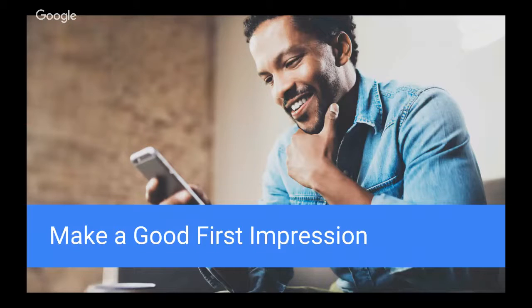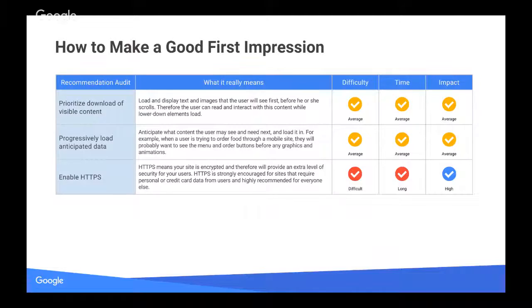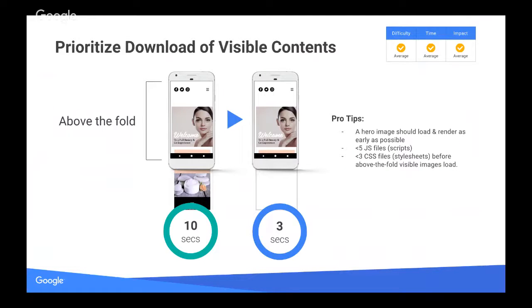So now let me give you an example of things you can do to make a good first impression on mobile websites. I will pick the first example again here, which is to prioritize download of visible content. We have talked about above the fold. Do you remember what is above the fold, Ying?